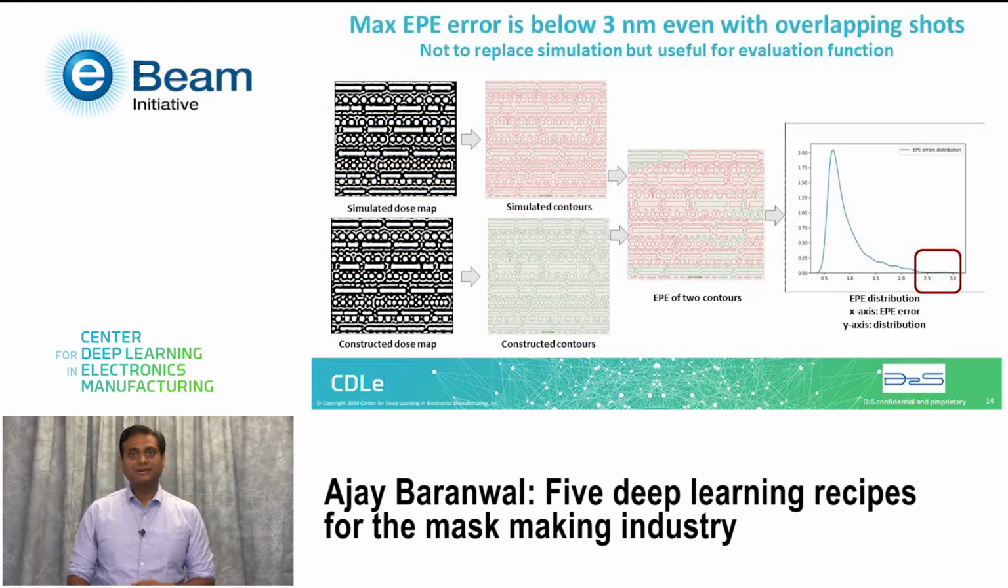Let's look at the accuracy of this model. In order to get the accuracy, we took the constructed dose map and also the original simulated dose map. We took the contour, took the EPE, edge placement error, and then compared. The maximum EPE was less than 5 nanometer, sorry, less than 3 nanometer, and it was pretty promising for us.